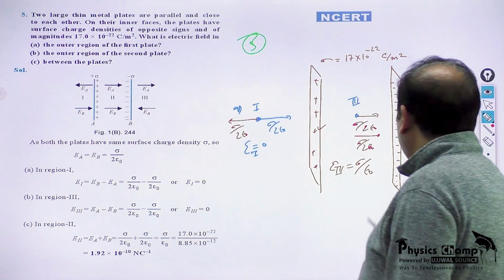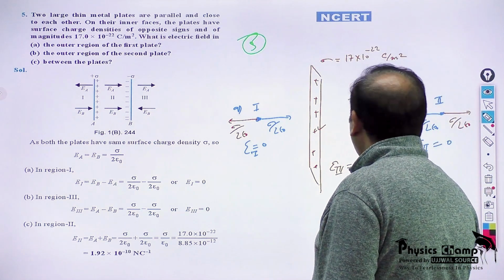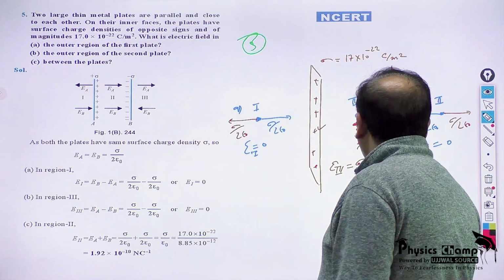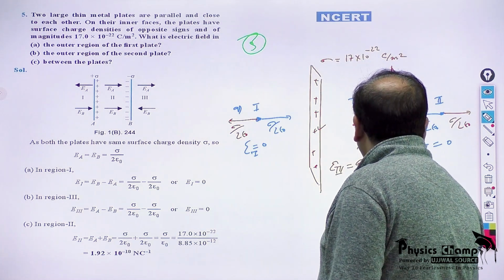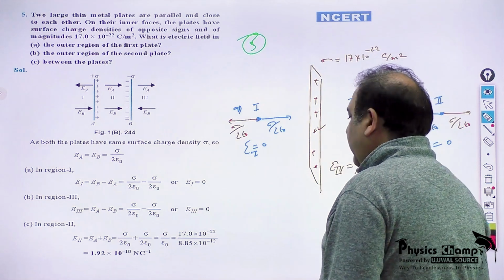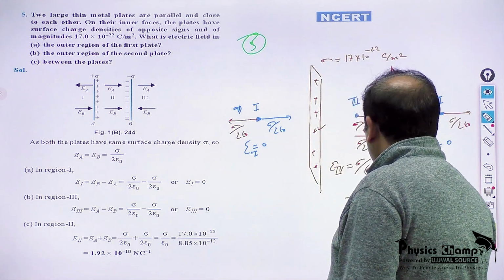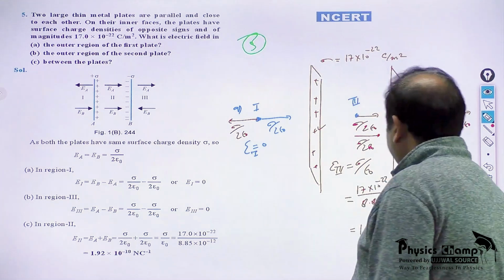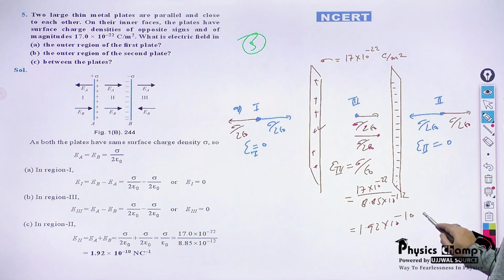And here the value of charge density is 17 into 10 to the power minus 22, epsilon naught is 8.854 into 10 to the power minus 12. So we will get the electric field here, which is 1.92 into 10 to the power minus 10 Newton per coulomb. So it was a direct question. We have done a concept like this earlier.